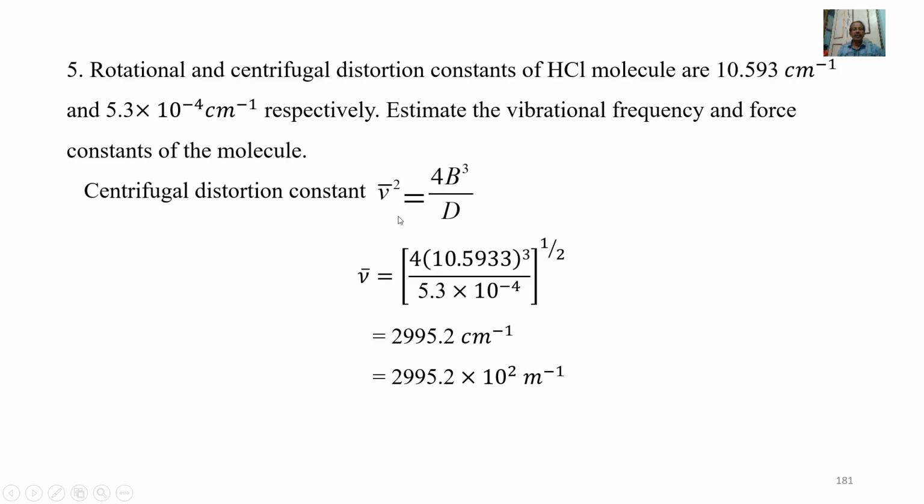And mu bar square equals 4B cube divided by D. The data are given in the problem. So 4 times 10.593 whole cube divided by the value of D, 5.3 × 10^-4, to the power 1 by 2. That will give us the value of mu bar, which is nothing but the vibration frequency. So simplifying, we will have 2995.2 per centimeter. Okay, this is the correct one, 299.5 per centimeter.